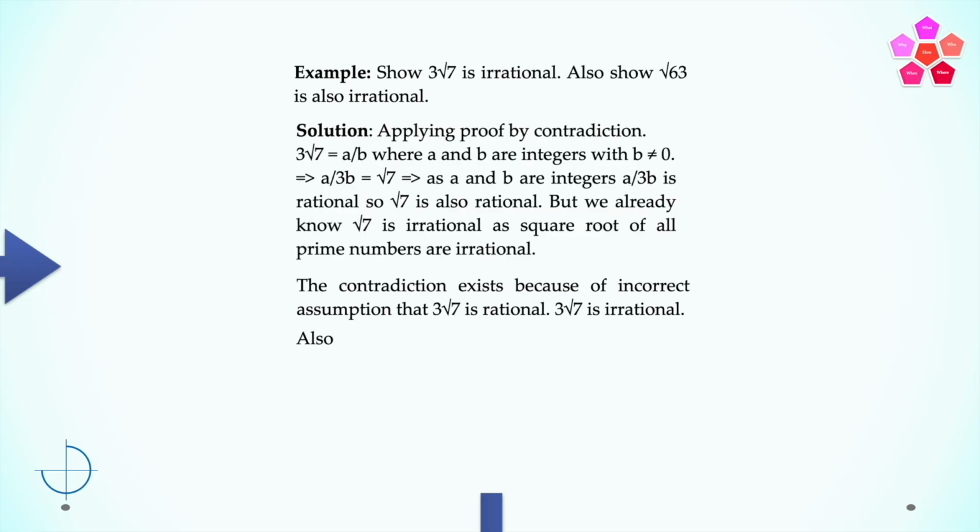Also root 63, which can be written as root 3 into 7, is equal to 3 root 7, which implies that this also is an irrational number.